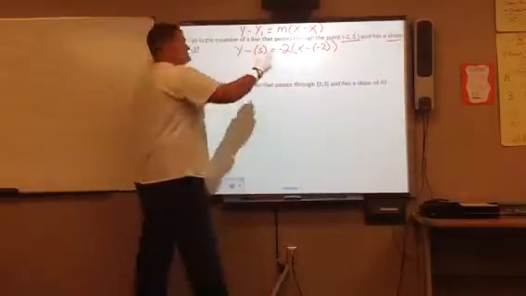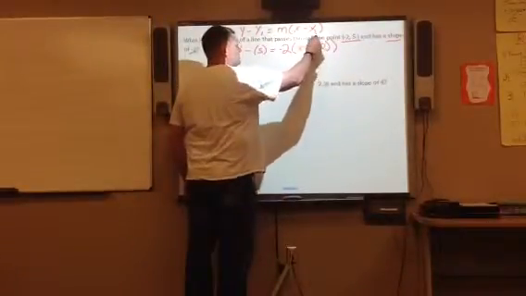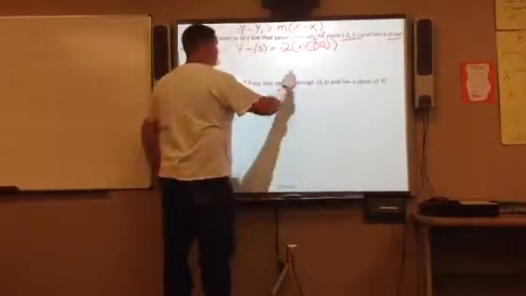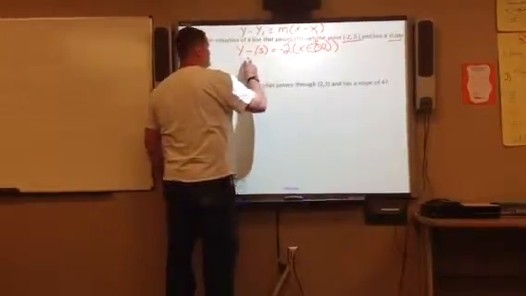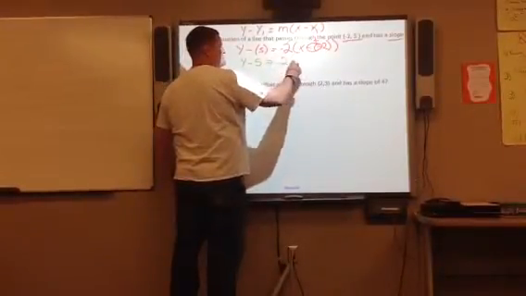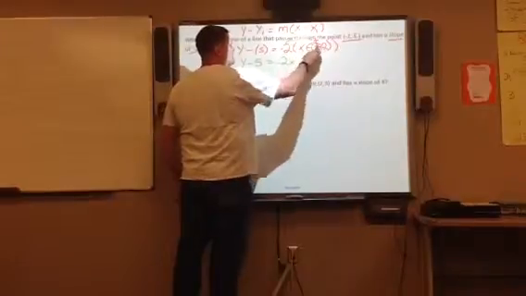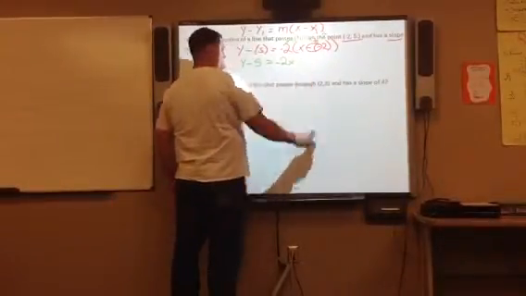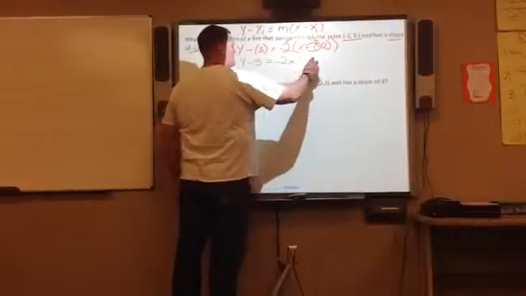So again, we talked about this in the last one. I have this right here, which is really going to be a plus. So if we go ahead and start doing this, we're going to distribute. We have y minus 5 equals negative 2 times x is negative 2x. Negative 2 times 2 is negative 4.